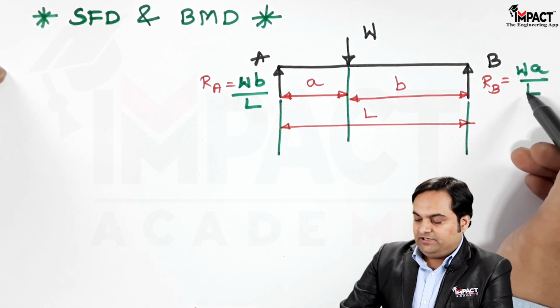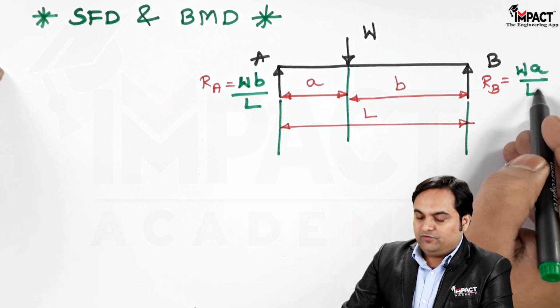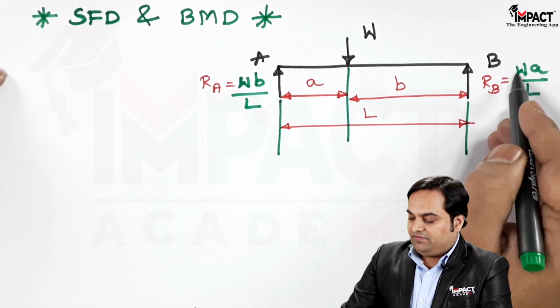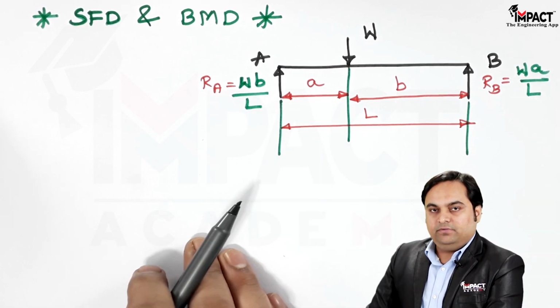As we see in the numerator and denominator, a and L both are length, so they would be in terms of, suppose, meter. So length will get cancelled out and only load is left. So in this way we can get the reactions at A and B in a shortcut manner.